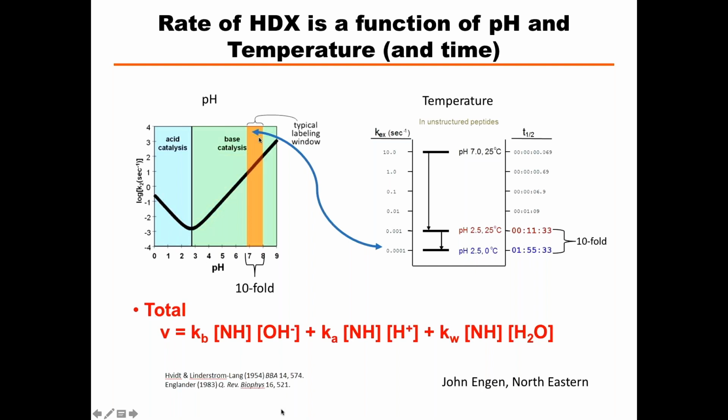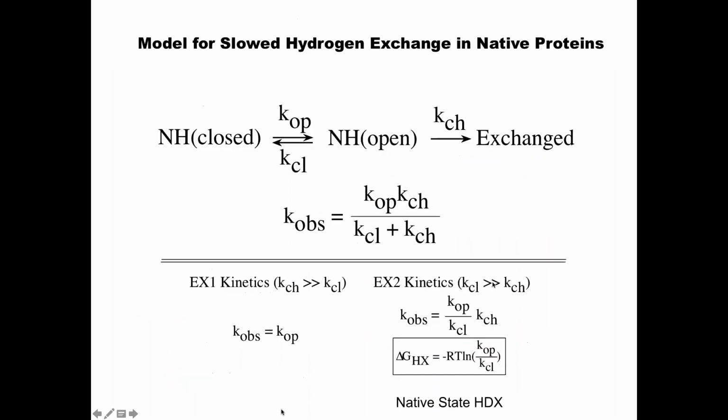So we're going to be doing our labeling under native conditions, or whatever conditions your protein's functional at. If it's pH 6, we would do it at 6. But all the subsequent steps post labeling are going to be by adding a buffer that lowers the pH and keeping everything cold and doing the subsequent steps.